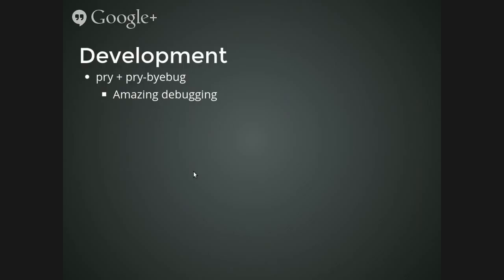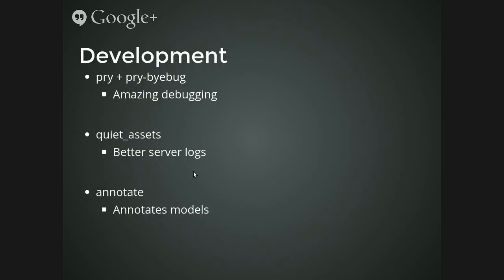You can also use it as a debugging tool, which I will show. Okay. Quiet assets. So if you notice when you do rails s and you hit localhost 3000, your rails s gives you some really long outputs of like, oh, I gave you application.css, I gave you application.js, I gave you bootstrap.css, I gave you bootstrap.js. So quiet assets just shuts all of that down and just gives you the necessary information you need to know. So pretty handy.